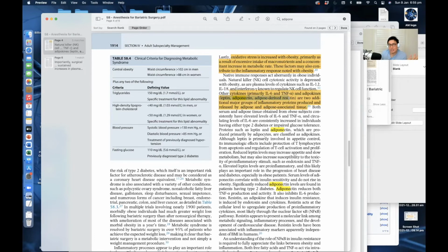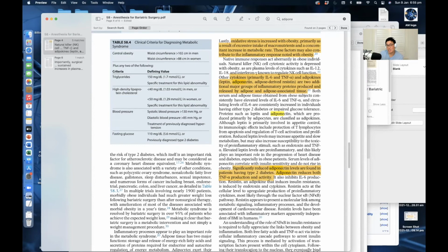Now, as you have realized, Miller's is not always 100% correct. But you're right. Further on, let's see, proteins classified as adiponectins. Significantly reduced adiponectins are found in patients with type 2 diabetes, and adiponectin reduces both. Yeah, you can see that here, they appear to have protective effects. So that is conflicting, isn't it? It also inhibits interleukin 6 production.